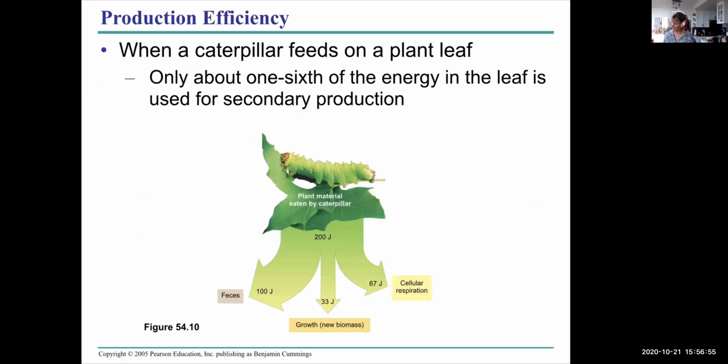So when a caterpillar, for example, feeds on a plant leaf, only about 1/6 of the energy in the leaf is used for secondary production. So in this case, energy is being measured in joules. So of the 200 joules, 100 joules lost as feces, 67 joules in cellular respiration, and only 33 joules become new biomass.